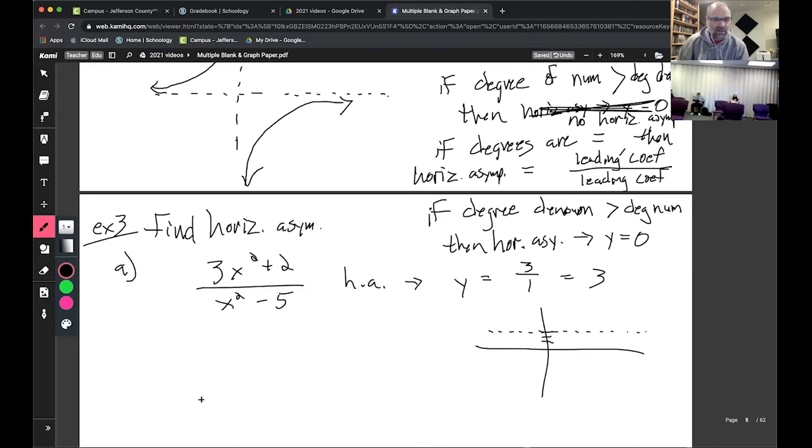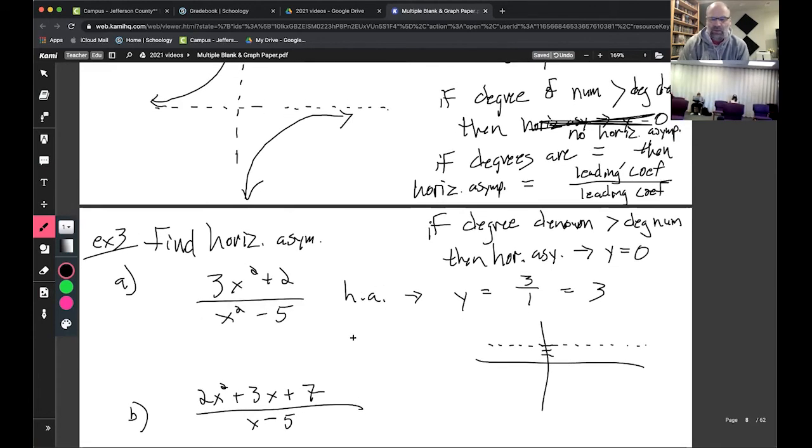All right, let's try another one. Where is the horizontal asymptote of this guy? 2x squared plus 3x plus 7 all over x minus 5. Anyone know where that is? If you can read the messy notes. Anyone know?